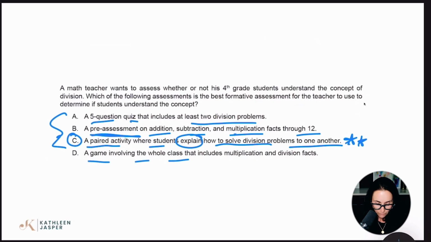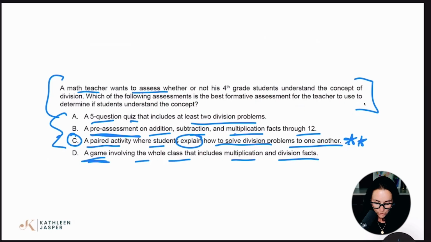And D, a game involving the whole class that includes multiplication and division games or facts. I like a game, but on this test, typically a game needs to be very targeted. It needs to be aligned to the standards. It needs to be aligned to what we're trying to do. C looks like it's my best answer. A, B, and D are okay, but not great. Let's have a look at the scenario now.